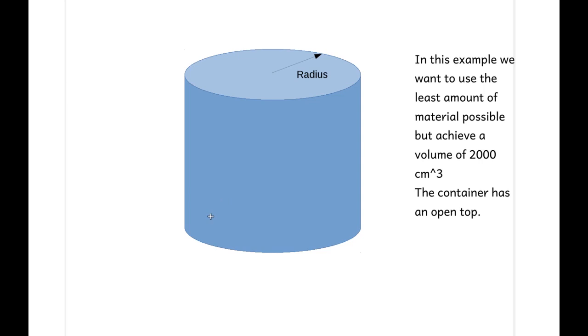Okay, so in this example, we want to use the least amount of material possible, but achieve a volume of 2,000 cubic centimetres. This container's got an open top, and as we'll see later, we end up with a different formula when we've got a closed top.